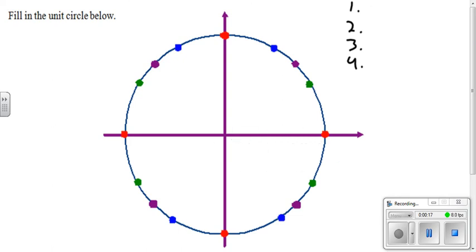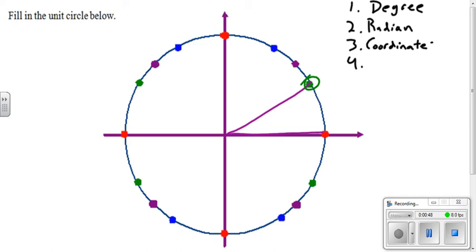For your unit circle memorization quizzes, you'll need to know 4 different things. 1, at each point, when it creates the angle, so like this right here, you're going to need to know the degree of that angle. You'll also need to know the radian measure of that angle. The point, so in this case of this point right here, you're going to need to know the coordinates and that angle again that it makes.